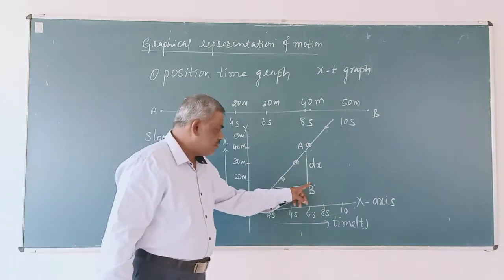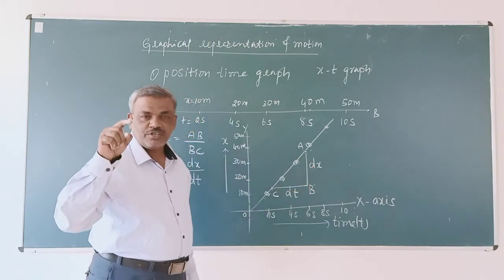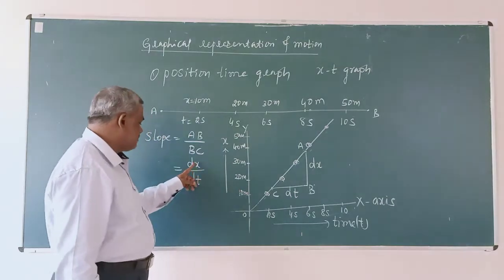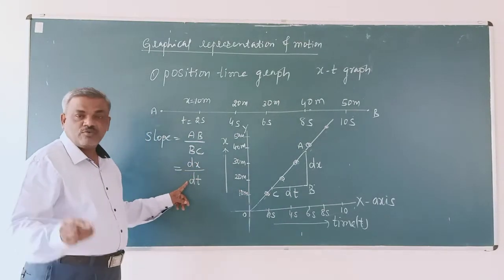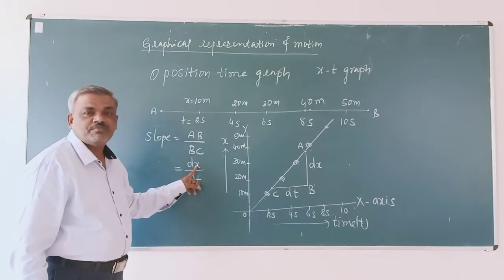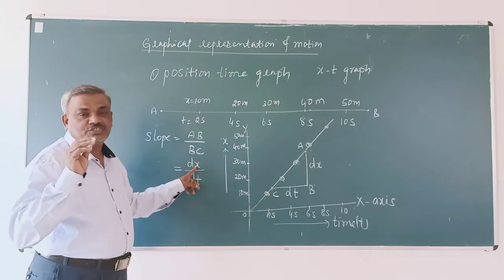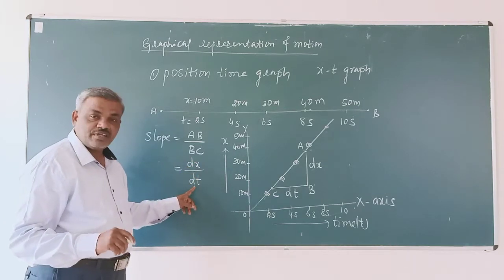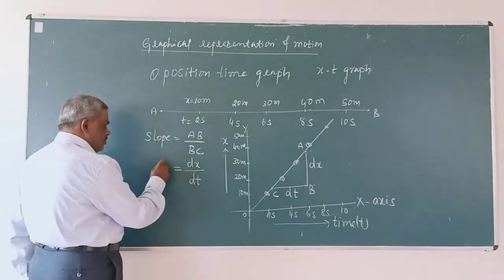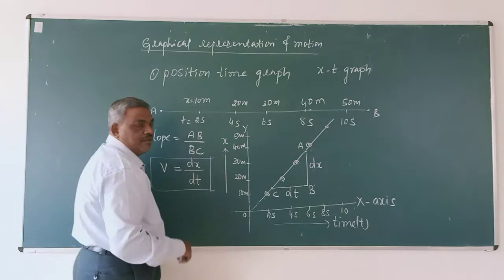So AB equals what? dx. dx is a change in position. The change in position takes place in a small time, dt. So dx by dt. What is dx by dt? The rate of change of displacement, the rate of change of position of a body in a particular direction. So dx by dt, the rate of change of displacement or position, is called velocity. So v equals dx by dt.